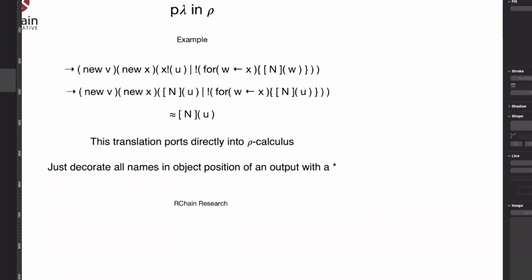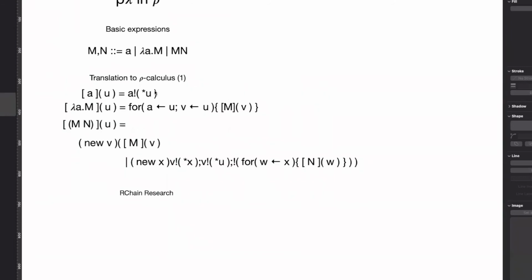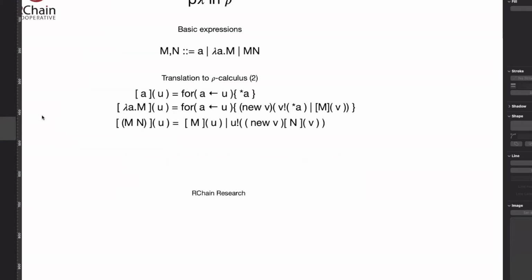Yeah. All right. So we went from a translation of lambda into pi directly into rho. So we get to just use Milner's translation. However, for fun, there is a different translation that is more direct.